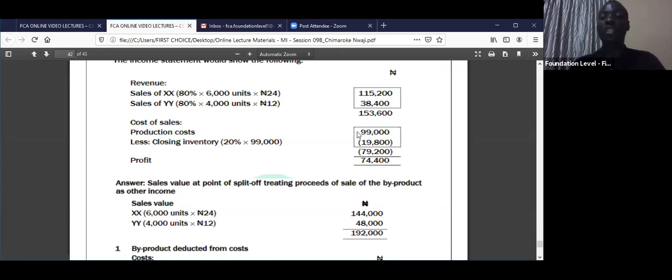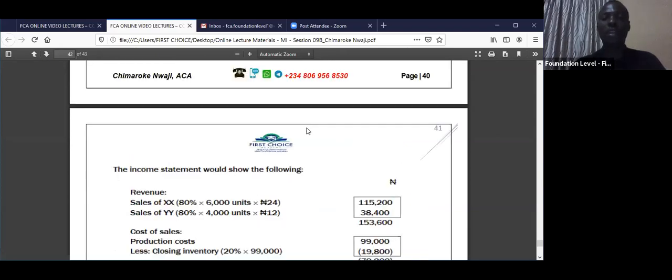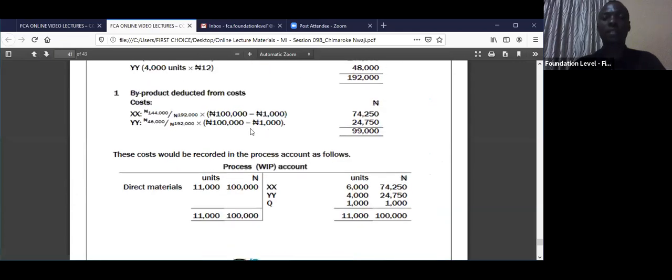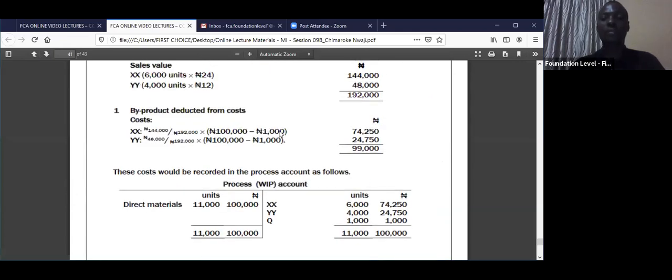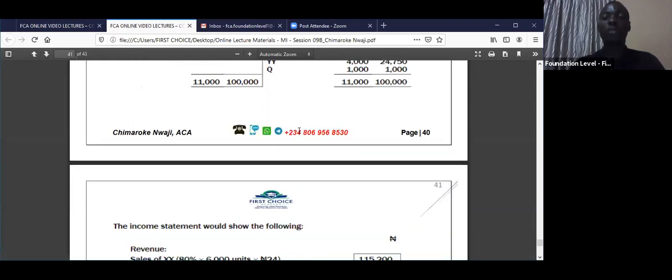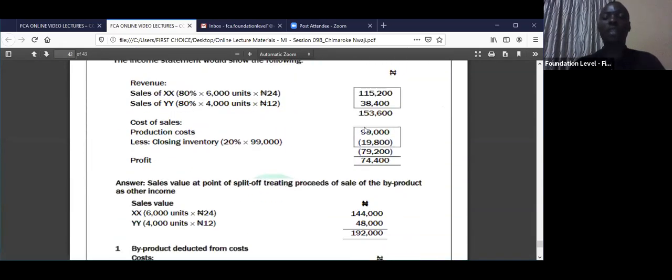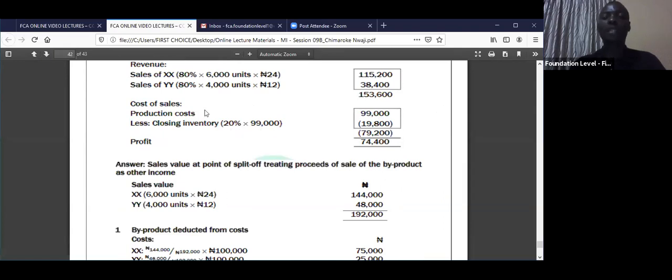This is 100% production cost, 99,000. If you go to here, you find out that this is the 99,000. Remember, we're not putting the byproducts. So the 99,000, we are saying that we've sold 80%. 20% is remaining. That is why we are using 20% times 99,000.